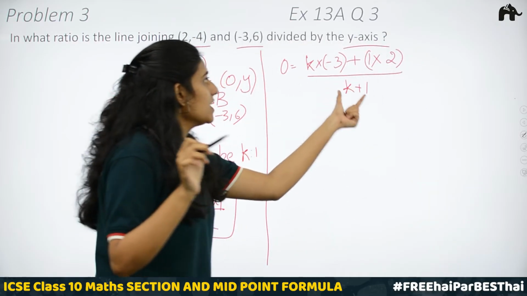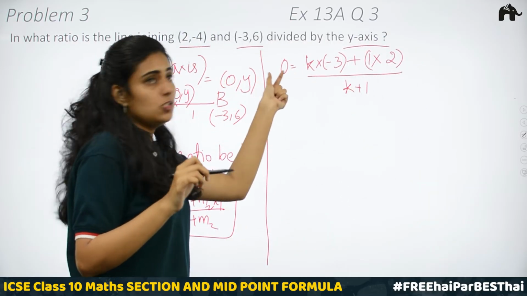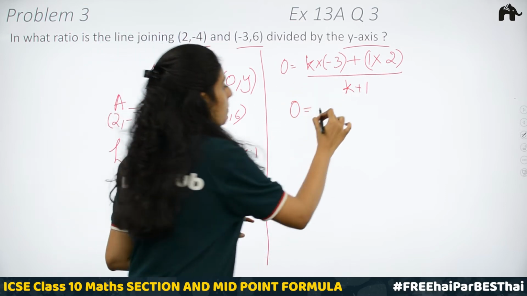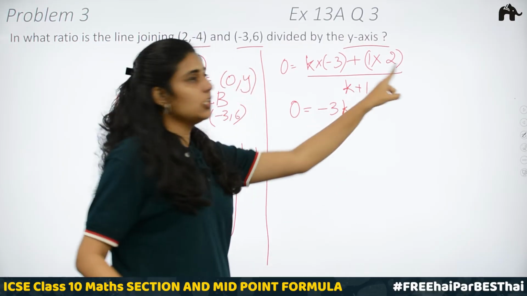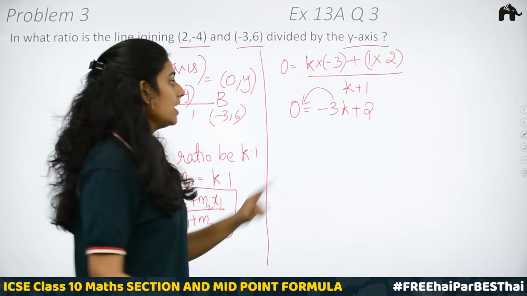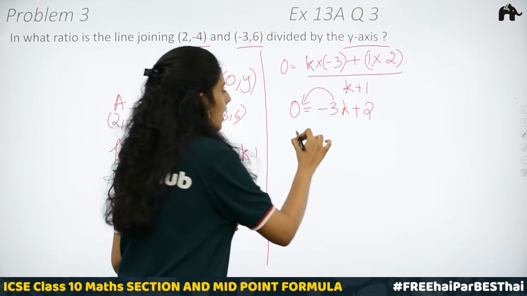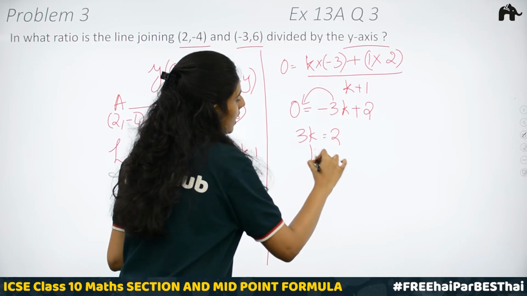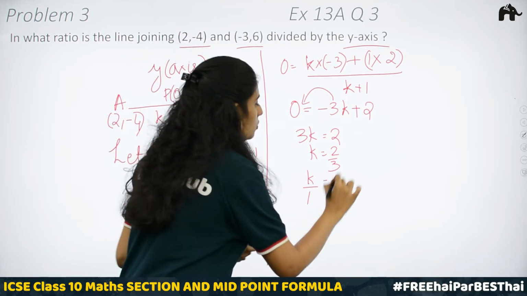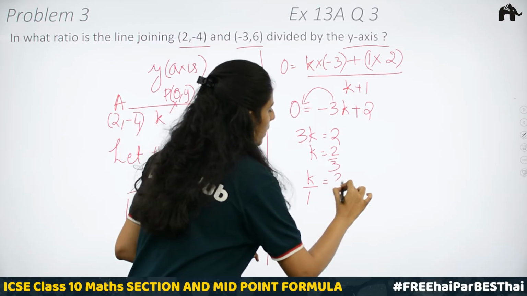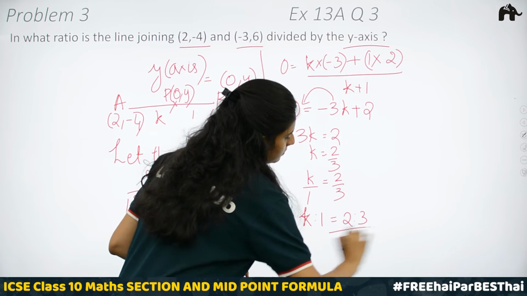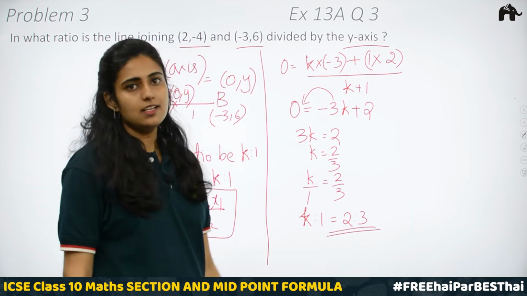What to do next? Yes, taking this k plus 1 to the opposite side, k plus 1 into 0 becomes 0. 0 is equal to k into -3, -3k plus 1 into 2, 2. Or taking this to the left hand side, negative 3k becomes positive 3k. 3k is equal to 2 or k is equal to 2 by 3. Then what is k by 1? Ratio k is to 1 will be equal to 2 by 3 divided by 1, which is 2 by 3. Therefore, the required ratio k is to 1 is equal to 2 is to 3. 2 is to 3 is the required ratio.